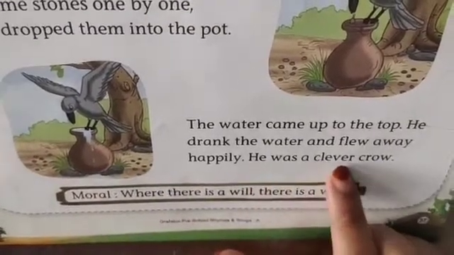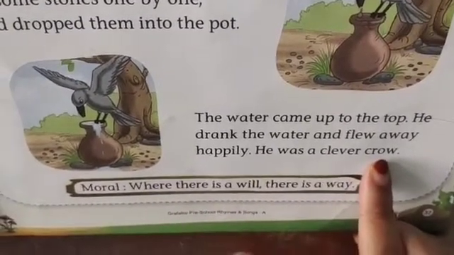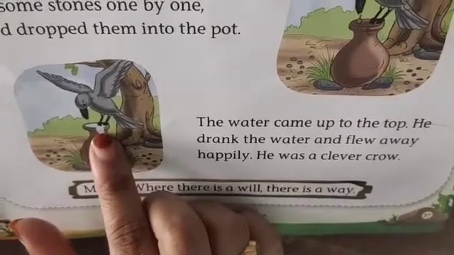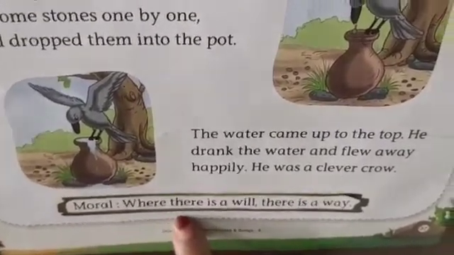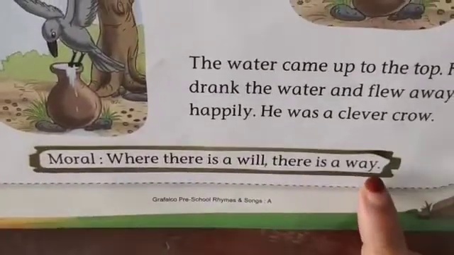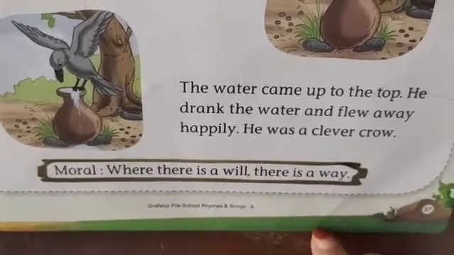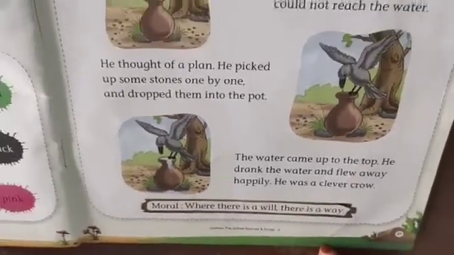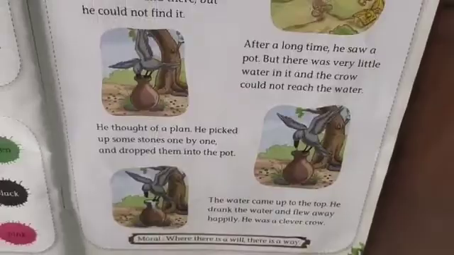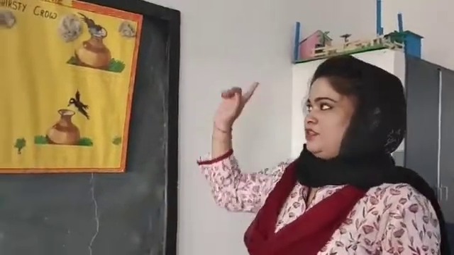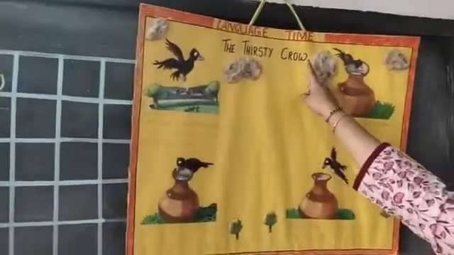He was a very clever crow. Moral of the story is, where there is a will, there is a way. It means not to give up till you get it. Understood, children? Yes, children. I'll show you with the flashcards over here. I will tell you the story. The story is the thirsty crow.